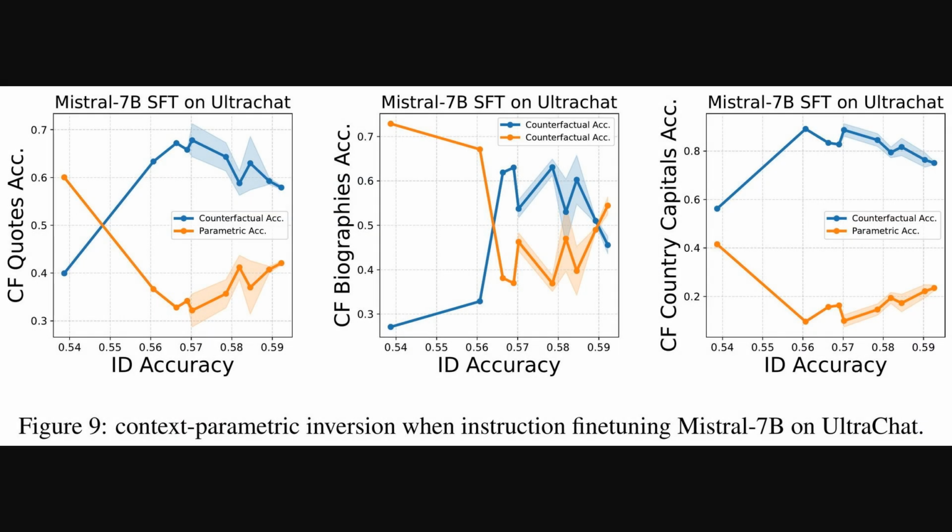And just to show this isn't limited to one model or dataset, this figure illustrates the same context-parametric inversion effect, but this time with Mistral 7B fine-tuned on UltraChat. Across counterfactual quotes, biographies, and country capitals, we again see the blue line for counterfactual accuracy peak and then decline, while the orange parametric accuracy line often trends upwards later. So this really reinforces the generality of the inversion phenomenon across different setups.